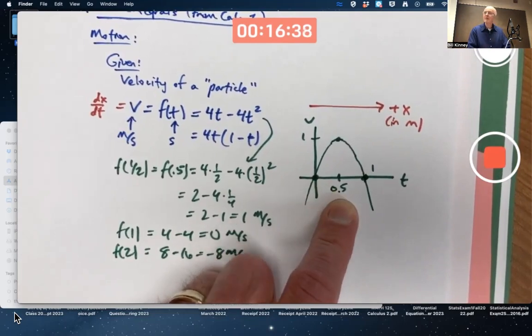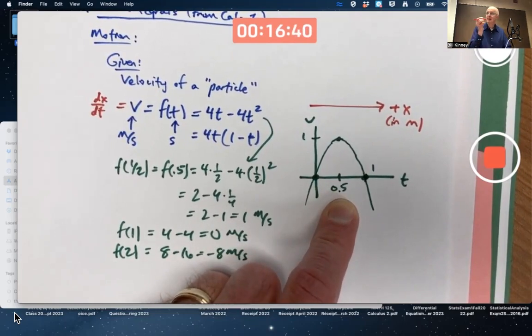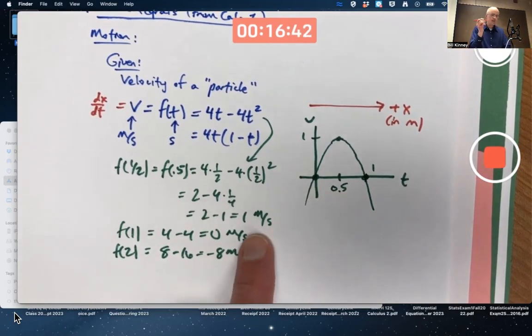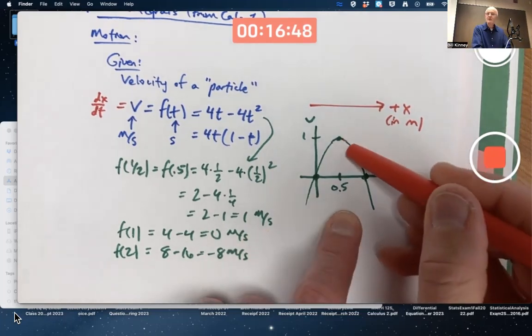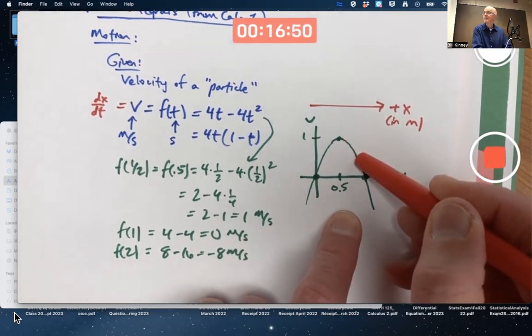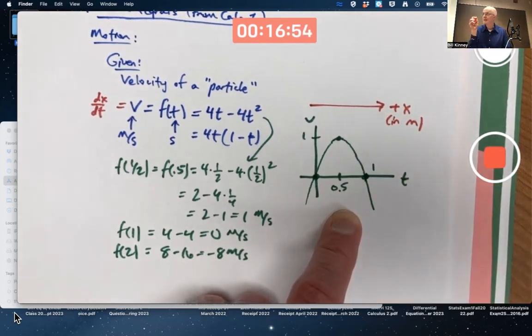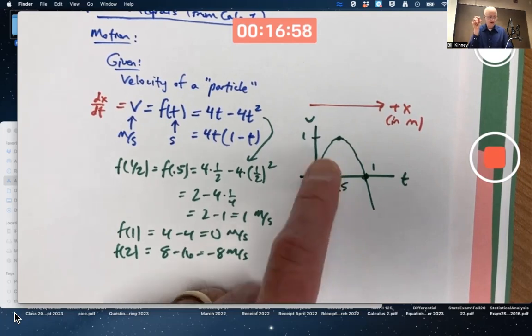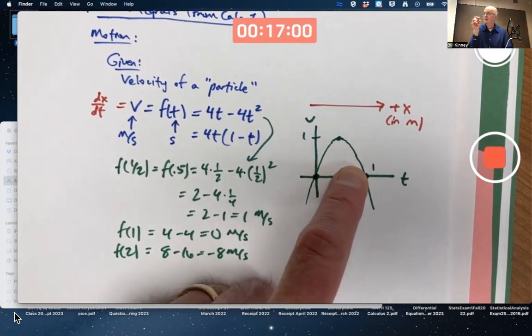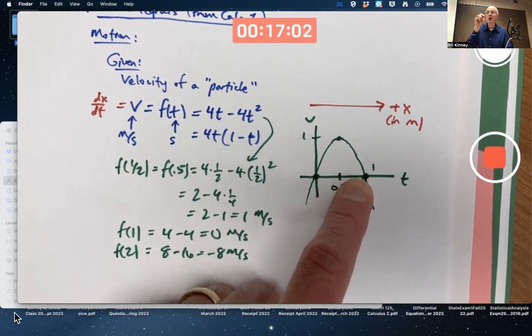Accelerating until it gets to 0.5, where the velocity is maximized. That 1 meter per second is as fast as the particle is going to the right. As this graph goes down, as it decreases, it's still a positive velocity, so it's still moving to the right, but it's slowing down because the velocity is going towards 0. At time 1, that's the turnaround moment.